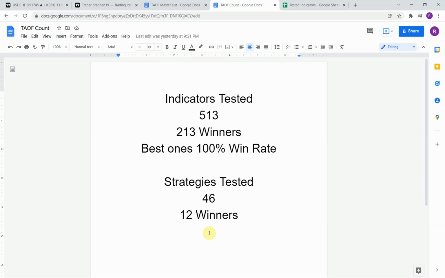The best ones so far were able to achieve a 100% win rate. Now you need to go back and watch those videos to understand the context of how they were able to achieve that. So go back and watch those videos and see what you can get out of those winning indicators.